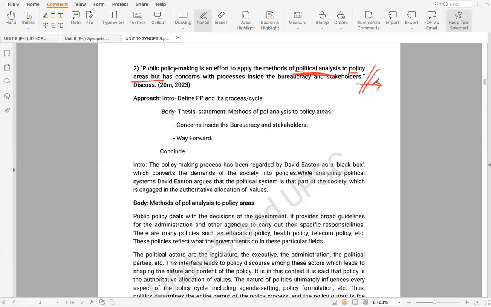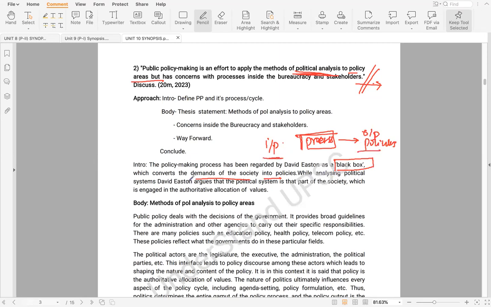The policy making process has been regarded by David Easton as a black box model, which converts the demands of the society into policies. So input is demands. There's a black box process that is happening, which you don't know what it is. And then the output is policies, right? This is the David Easton systems model on public policy. So black box, which converts the demands of the society into policies.